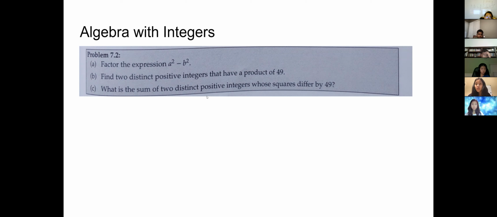No. I have an idea how to do it. What about the A? Factor the expression A squared minus B squared. Can you get this part? Yeah, A plus B times A minus B.